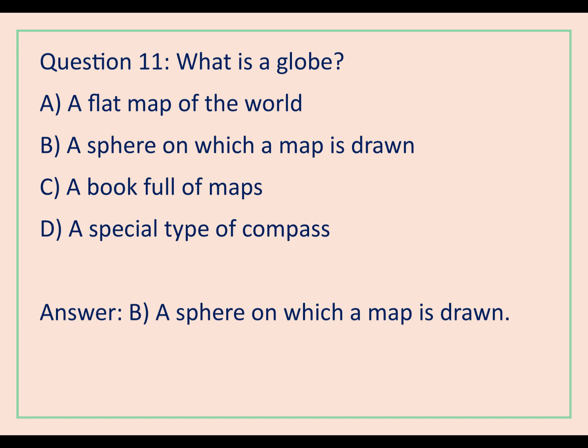Question 11. What is a globe? A. A flat map of the world. B. A sphere on which a map is drawn. C. A book full of maps. D. A special type of compass. Answer. B. A sphere on which a map is drawn.